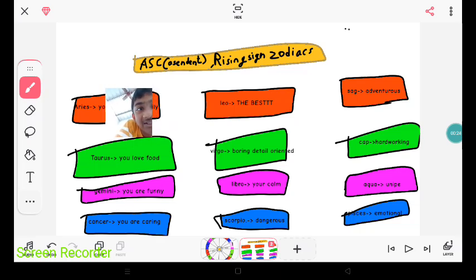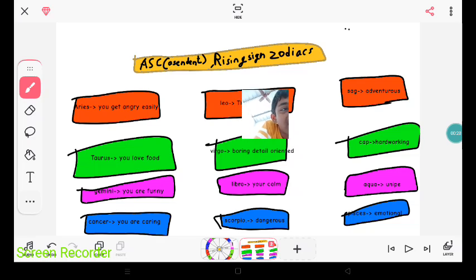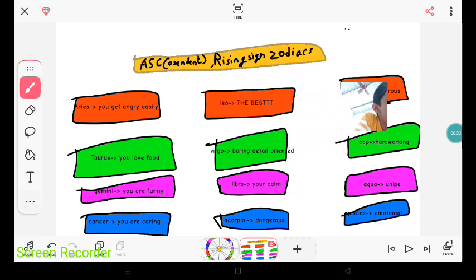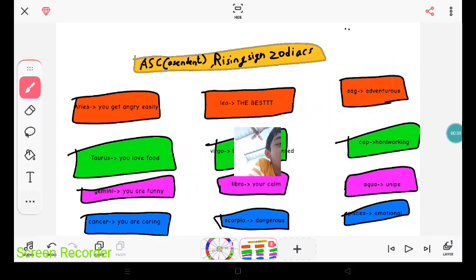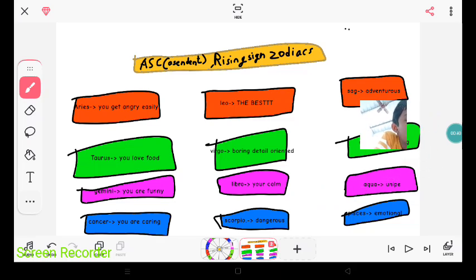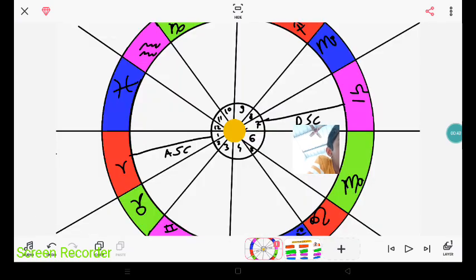If your ascendant is Aries, then you get angry. If your ascendant is Leo, then you're really lucky because ascendant Leo is the best. And Sagittarius means you're adventurous. Taurus means you love food. Virgo means detail oriented. Capricorn means hardworking and all that blah blah blah things. Of course, and oh god, I only made 2 slides.